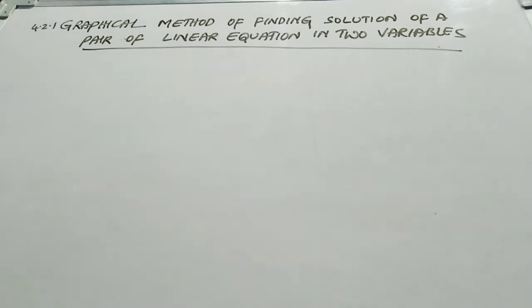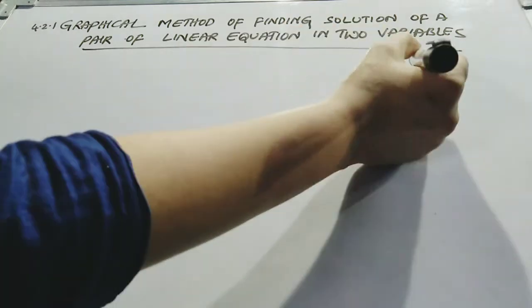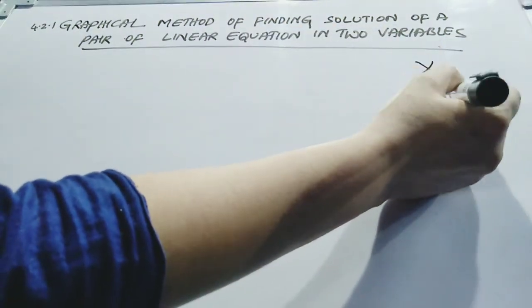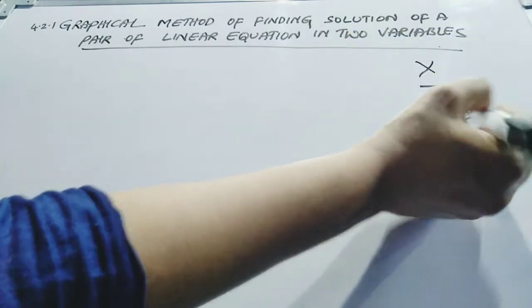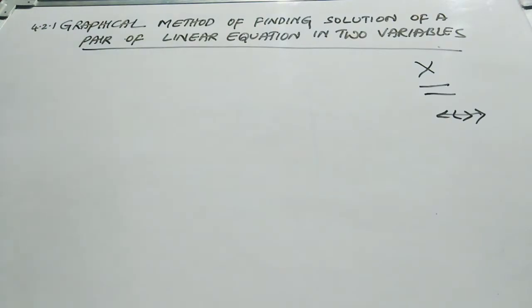We are using the graphical method for finding solutions because, as you know, whenever you graph a linear equation, it gives you a straight line. Whenever you have a pair, two straight lines will be there. We discussed three possibilities: either they will intersect, or they will not intersect and give you parallel lines, otherwise they will coincide with each other. With the help of the graphical method, we will find the solution.